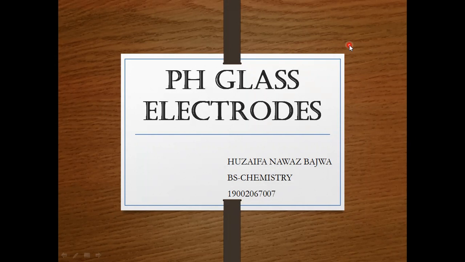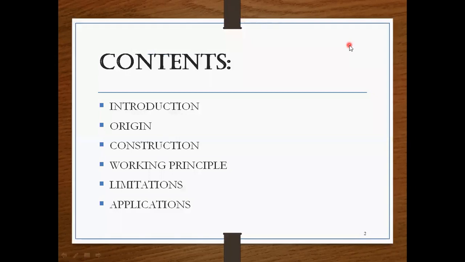Today, from the course of Analytical Chemistry, the topic on which I am going to present my presentation is pH glass electrodes. So let's have a look at the contents of my presentation, and it includes introduction, origin, construction, working principle, limitations, and at the last we will see the applications of glass pH electrodes.